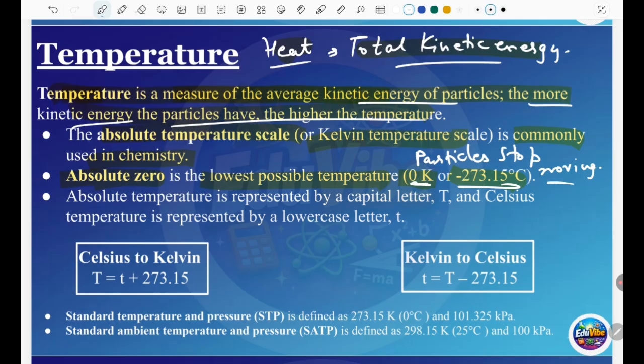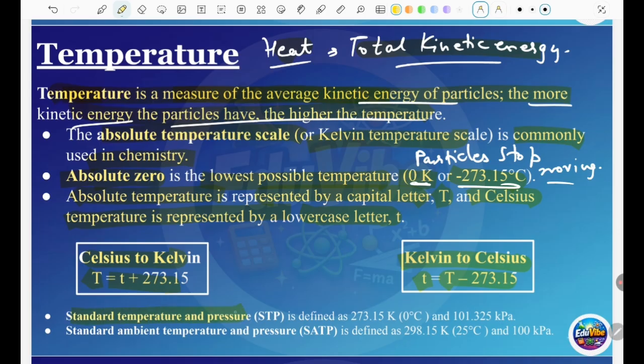Now the conversion. Absolute temperature is represented by the capital T, and Celsius temperature is represented by the lowercase letter t. To convert Celsius to Kelvin, you do Celsius plus 273.15, which gives Kelvin. From Kelvin to Celsius, do the reverse: subtract 273.15. That's what you have to do.